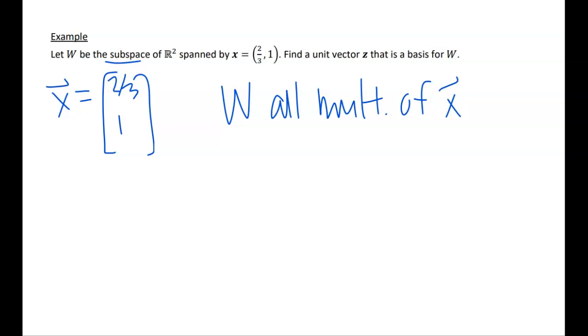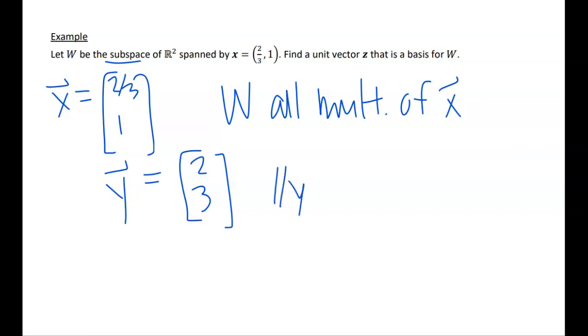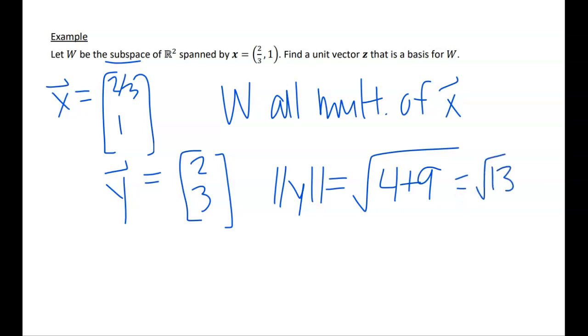So if we want to simply scale x, we could multiply it by 3 just to make it nicer, right? And then let's go ahead and normalize that. This might be a little bit nicer to find the norm of. So we end up getting 4 plus 9, so square root of 13. And so a unit vector z in that basis would be 2 over root 13 and then 3 over root 13.